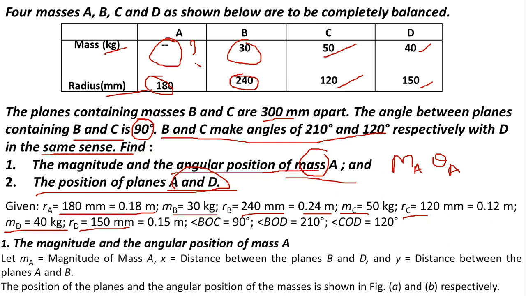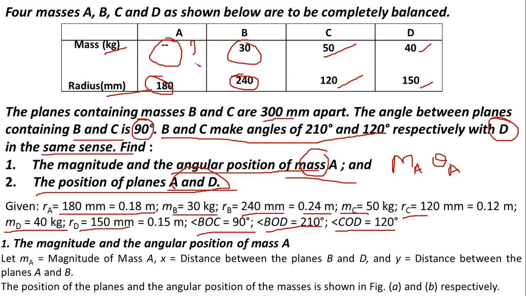And for the angles, B and C are at 90 degrees, so angle BOC is 90 degrees. B and C make angles of 210 and 120 degrees with respect to D. So B with respect to D means angle BOD is 210 degrees, and C with respect to D means angle COD is 120 degrees. From the problem statement you should be able to understand how to get the values and also how to draw the figure, that is plane positions and angular positions.